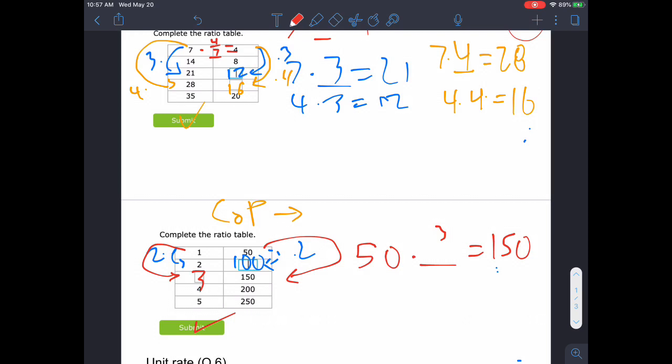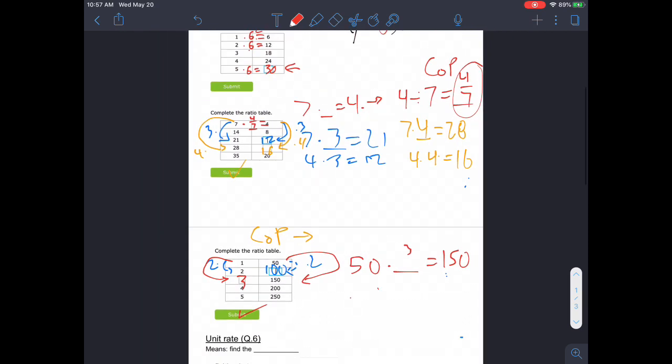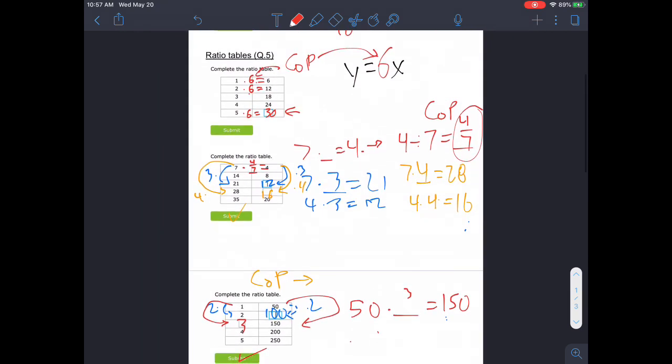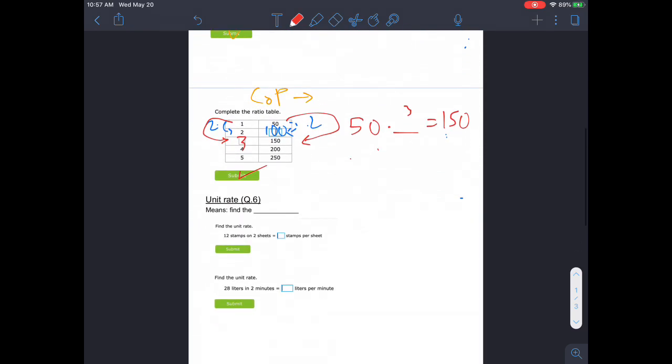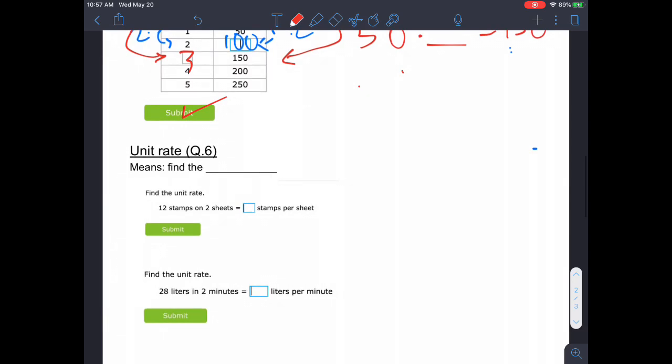Okay. So these are the 3 kinds of problems you'll see as you progress through the ratio tables, Q5. They do get harder, but you are sometimes able to see some patterns. You're able to see some growth. I just want to be careful and check those mathematically as well. Okay. And then the last section of IXL, Q6, is about unit rates.